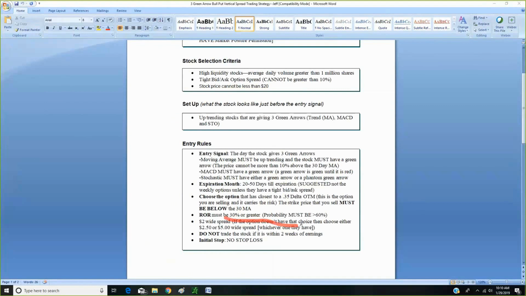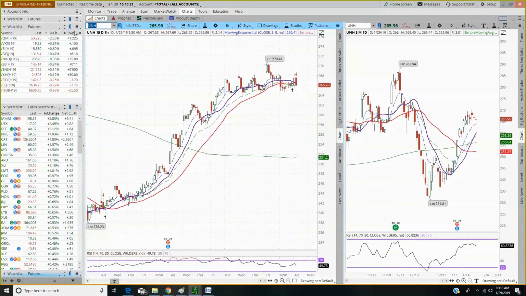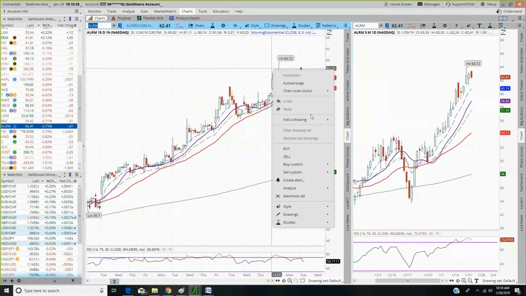Percentage return that we're looking for, 30. Probability greater than 60. Here, we want price, again, look at this. Now it says must be below, remember this is a bull put. So our thing is it must be above resistance. Above resistance. Where is resistance? Oh, wrong chart. Resistance right now is up here.